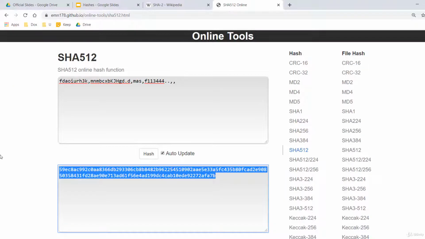Look at this hash. There is no way, no matter how much computational power you possess, to find the file or the text that has produced this hash.